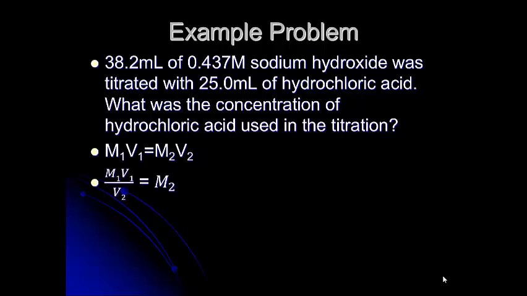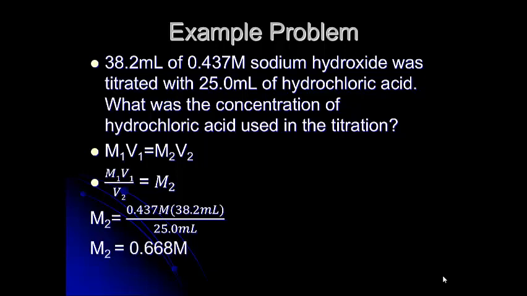And we're going to solve that for M2. So we divide both sides by V2, and then M2 equals M1V1 divided by V2. And then we plug in our numbers from our problem. So 0.437 molar times 38.2 milliliters divided by 25.0 milliliters. Remember to make sure those volume units cancel. And when they do, and you put this in your calculator, you should get 0.668 molar.